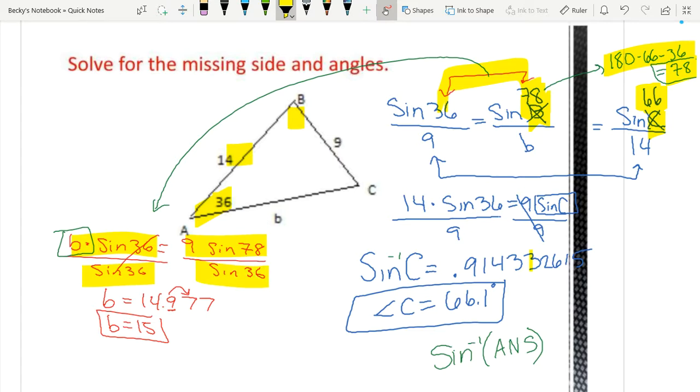So you need to grab a calculator, please. And the stuff I still have here in yellow, you're going to type that in. And when you round it to the nearest tenths, at least I have the answer of 15. That's what I got. So I'm finished.